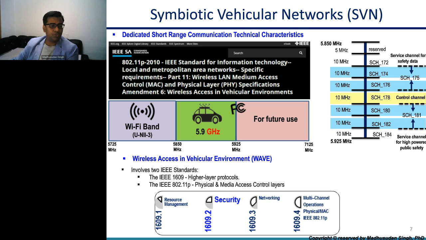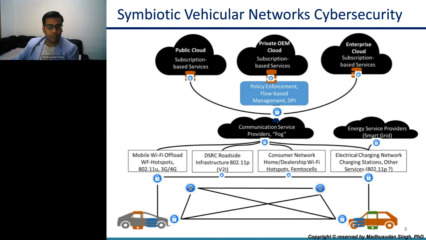Third, we have 1609.3. They proposed it for vehicular networking: how vehicles connect to vehicles, and how the vehicular network is going to work. They made the standard in IEEE 1609.3. And the last one, 1609.4, is used for multi-channel operations for the physical and MAC layer, such as IEEE 802.11p. So this is the common network where these things are going to be used.